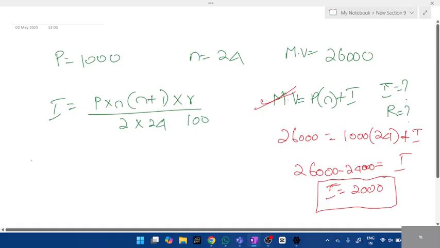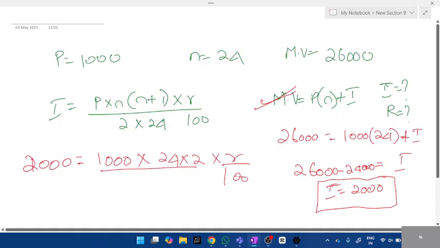I is 2000. Substitute here. 2000 is equal to P is 1000 into 24 into 25 into R divided by 100 divided by 2 into 12. 2 into 12 is 24. 24 gets cancelled. Here 2 zeros, here 2 zeros. So R, what's the answer you all got? Is it 10%?